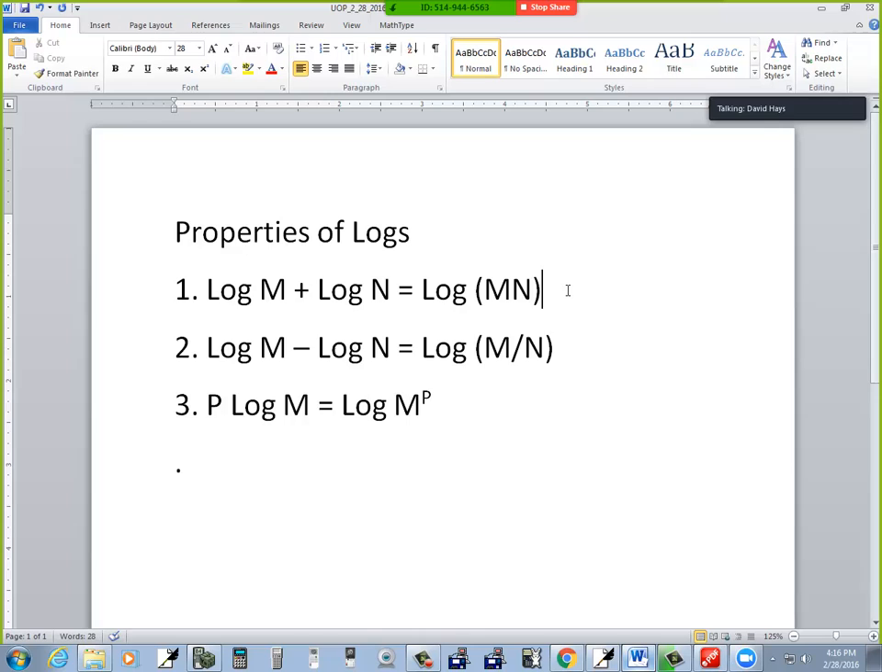Now this is the product property, the first one. The second one's a quotient property, and this third one's a power property. Now you can go both directions. If we start at the left side, you can use it to condense it into a single log by going to the right. Or if you start at the right side and start with a single log, you can go the other direction to expand it.